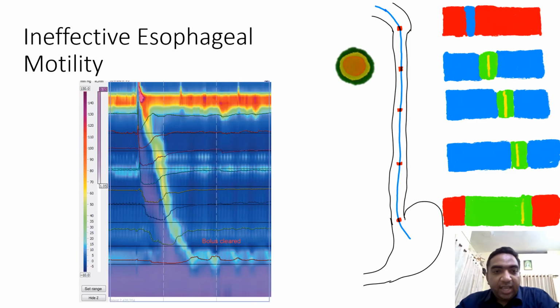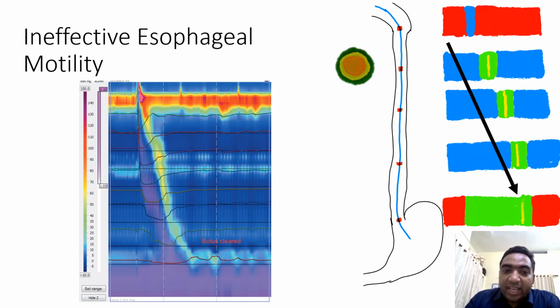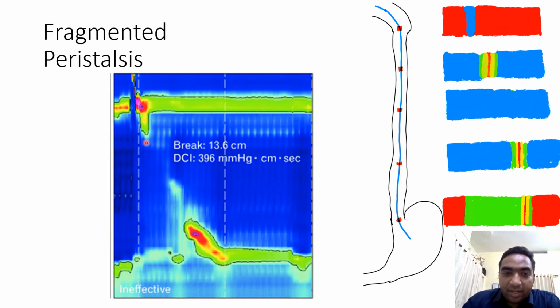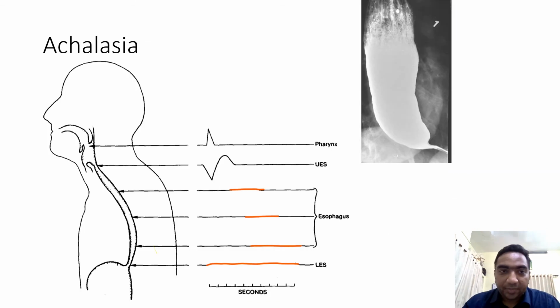What is the difference? In ineffective esophageal motility, the pressure of the peristaltic wave is very low. The peristalsis is there, but the pressure is low. That is ineffective esophageal motility. In the case of fragmented peristalsis, what happens? There is a break in the peristaltic wave. We can see there is a break in the peristaltic wave, and there is no peristalsis in between. So that is called fragmented peristalsis.